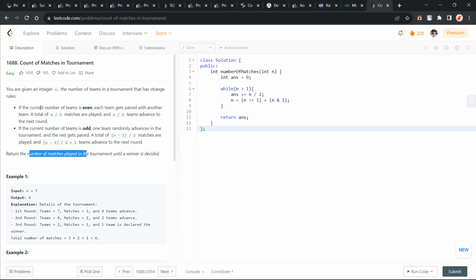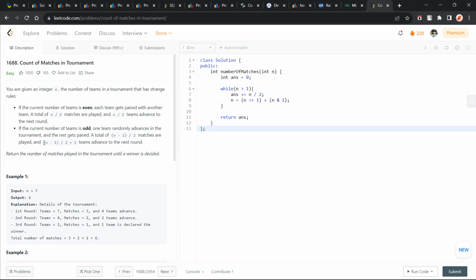So they have said that if the number of teams is even, the number of matches played will be n by 2 and the n by 2 teams advance to the next round. Similarly, when the number of teams is odd, then one team advances in the next round. So the number of matches will be (n minus 1) by 2 and (n minus 1) by 2 plus 1 teams advance to the next round. So basically (n minus 1) by 2 will be equivalent to the floor value of n by 2 here, right?